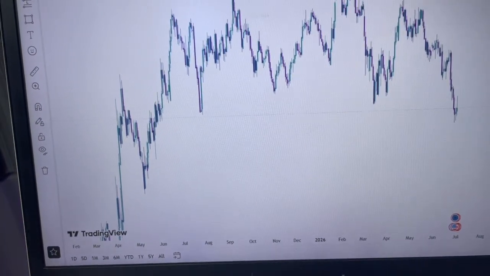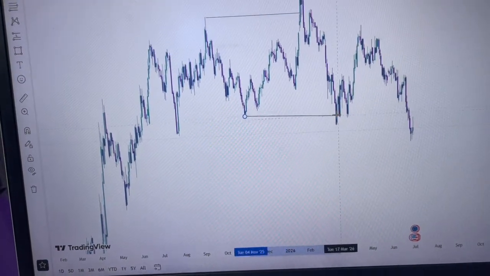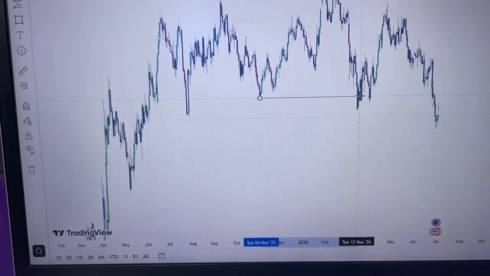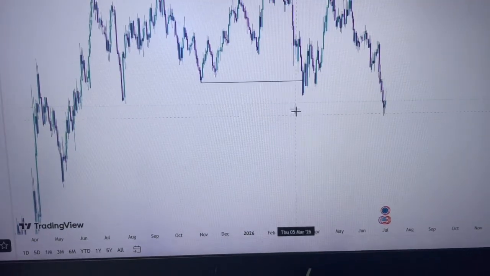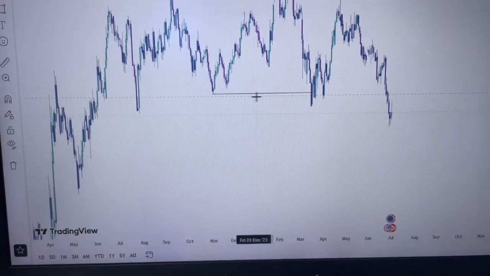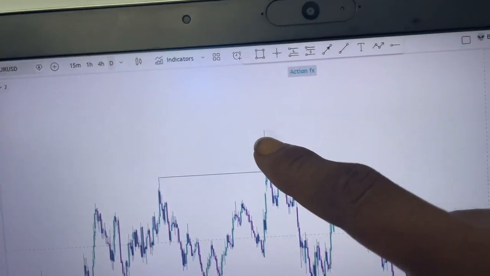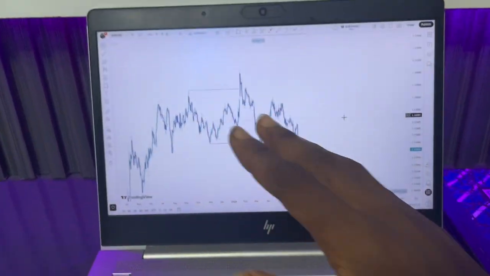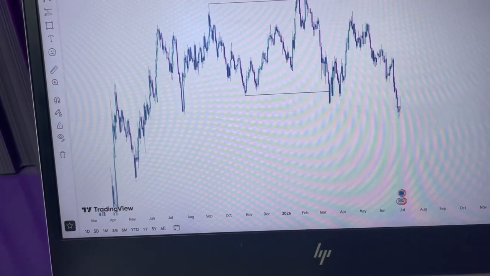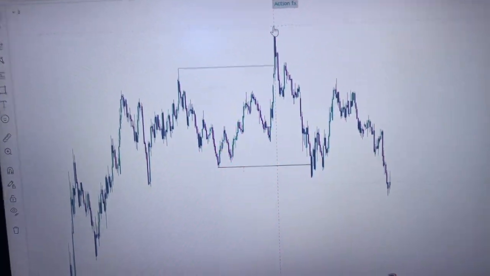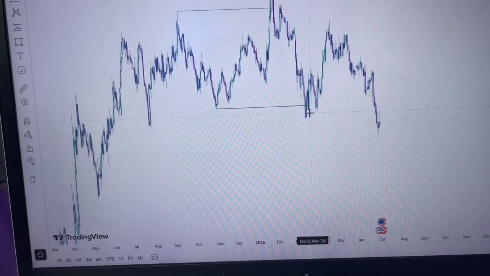What price did when it got to that particular zone was that price took out that low, indicating that there are sellers in the market. This low was supposed to continue buying price to the upside and taking this particular high I marked initially. But as you can see vividly, price took out the low and failed to take out this particular high, which is now giving us a shift in market structure.